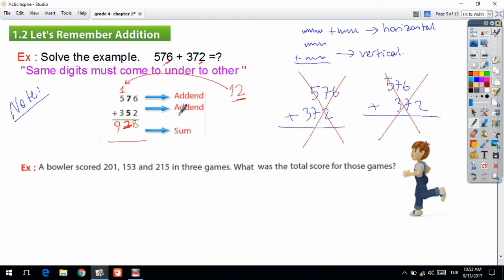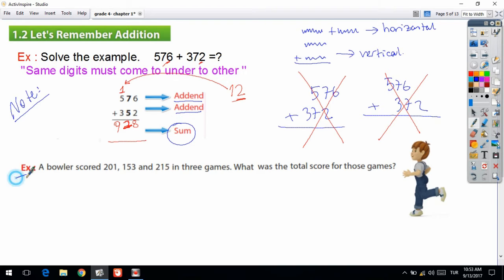Addend. What's an addend? When you add numbers to each other, this kind of numbers we call an addend, written here, and then the solution of the addition is the sum. Okay, let's continue. Another example is waiting for us.